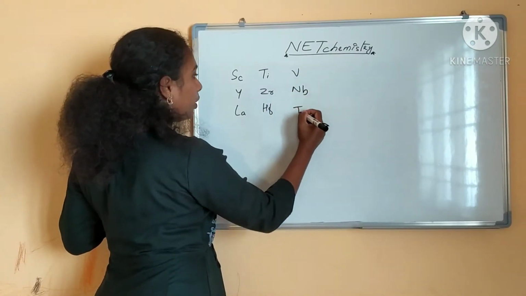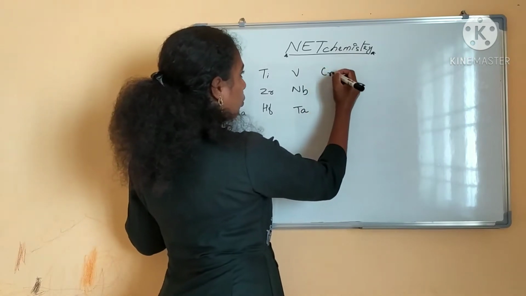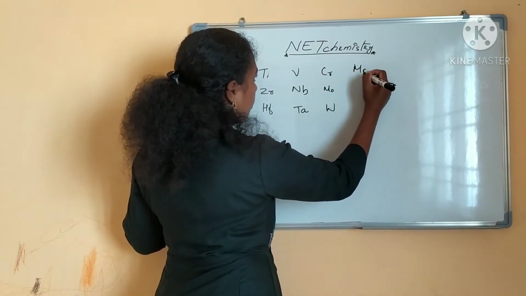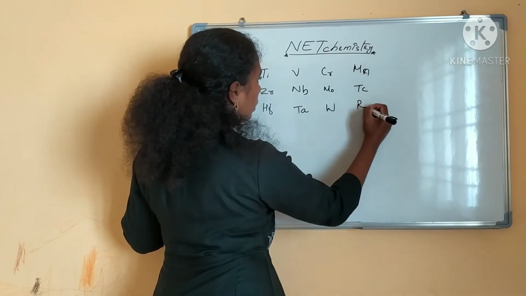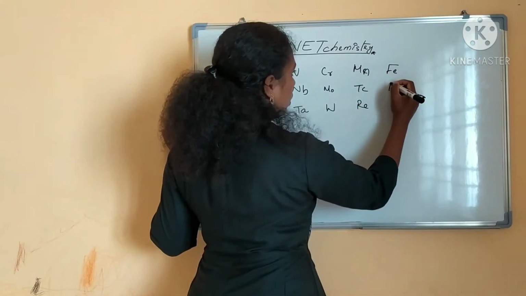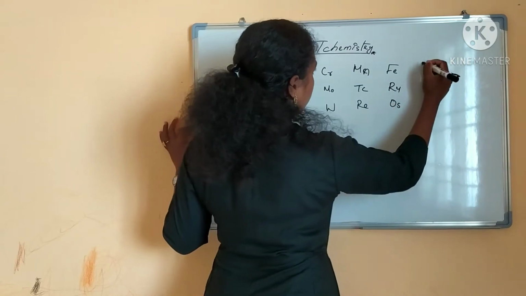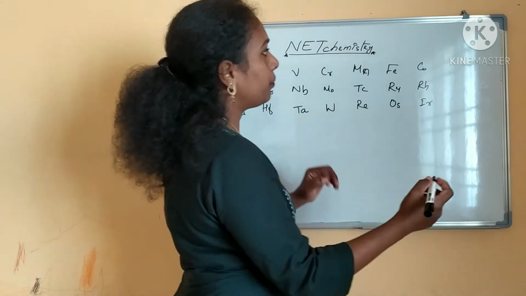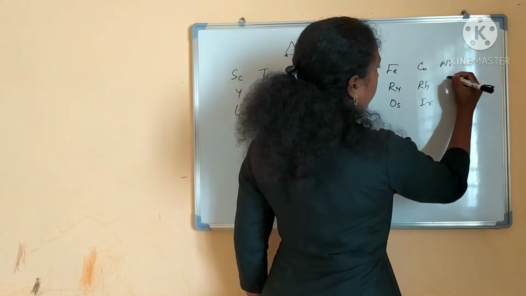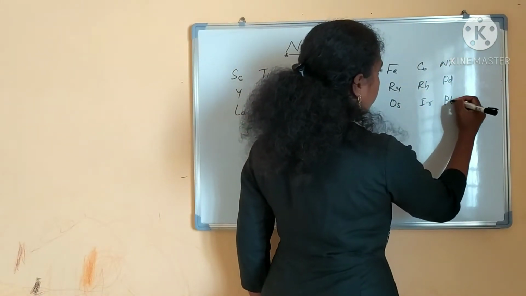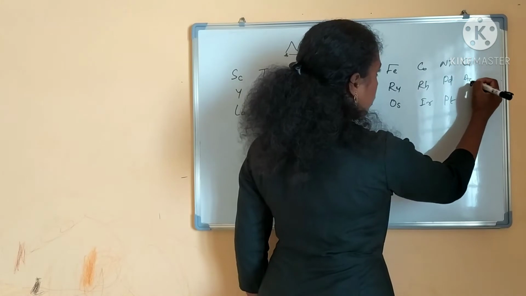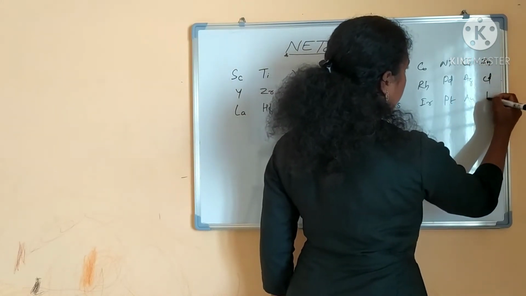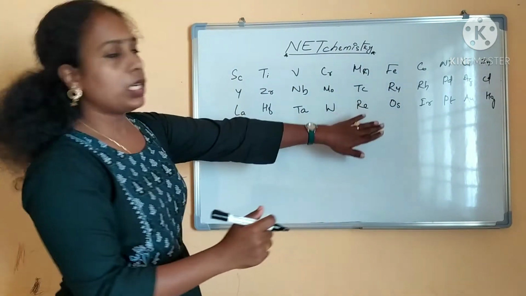Vanadium, niobium, tantalum, chromium, molybdenum, tungsten, manganese, technetium, rhenium, iron, ruthenium, osmium, cobalt, rhodium, iridium, then nickel, palladium, platinum, copper, silver, gold, right? Zinc, cadmium, mercury. This is what the d block elements are.